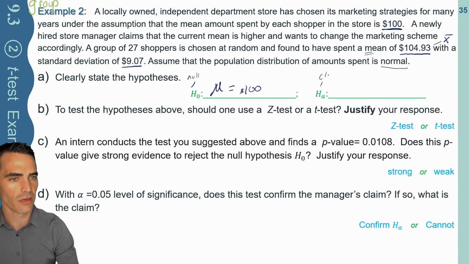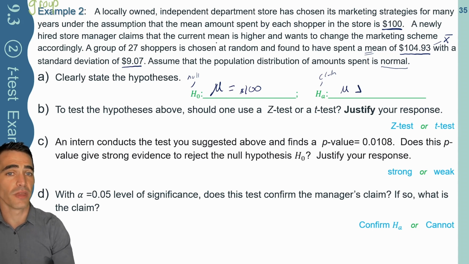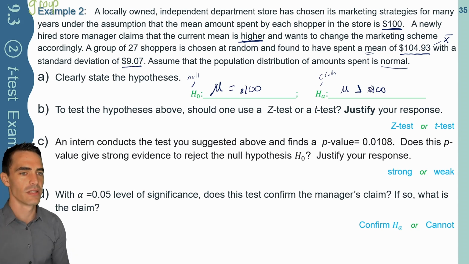For our claim, this is what we want to show. It's that the mean we think is greater than 100. The manager claims that the mean is higher, because that's what we're trying to prove. And again, you can give it some dollar signs there to help bolster your claim.